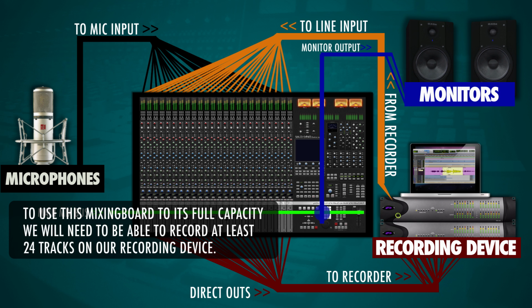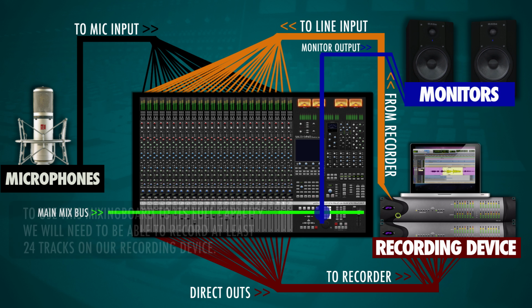This means we need to get a 24-track tape machine, or we need to get audio interfaces which allow us to connect 24 different inputs to. So we probably want to be recording the direct outs from each channel.